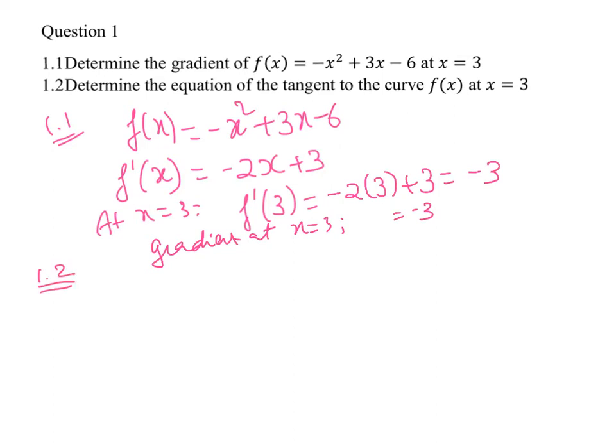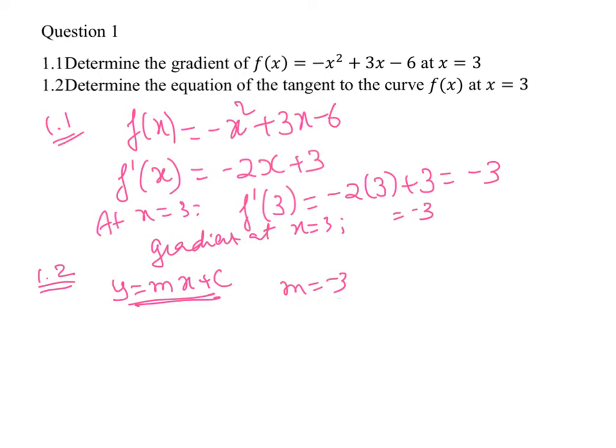Now, the next question is to determine the equation of the tangent to the curve. The equation of a tangent is given by y is equal to mx plus c. Now my m is negative 3. The derivative at the point 3 is negative 3. Therefore, my gradient of the tangent is negative 3.